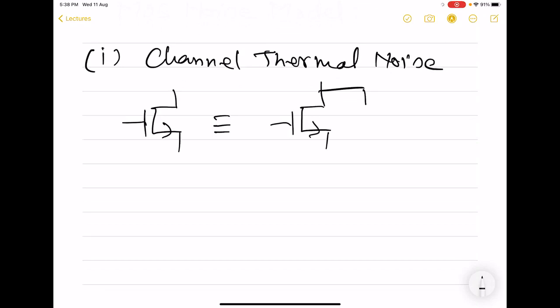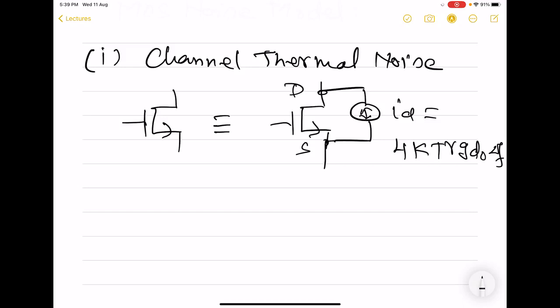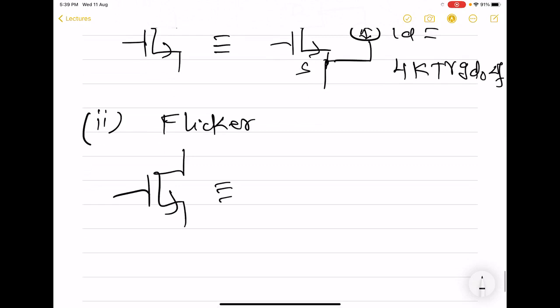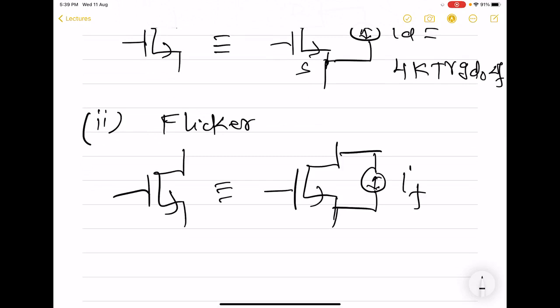We have also seen the voltage source model. So we attach a noise current source between drain and source. And this we found was 4 kT gamma GD0 delta F. And second was flicker noise. So for flicker noise, we also attached one current source, but we are not going to include this flicker noise in our analysis of any LNA because it will only complicate. Although strictly speaking, this can be included.